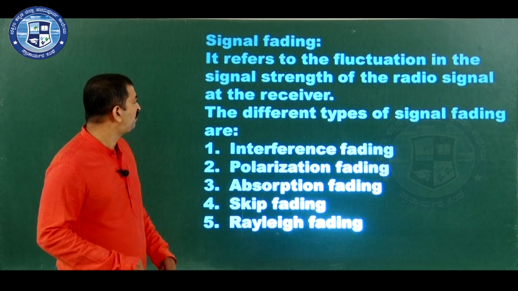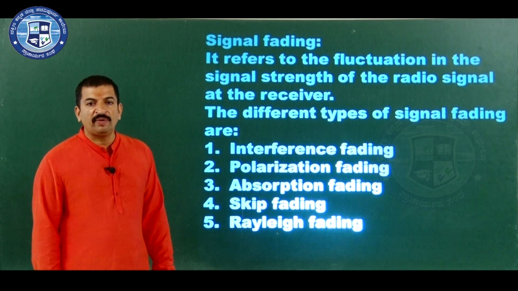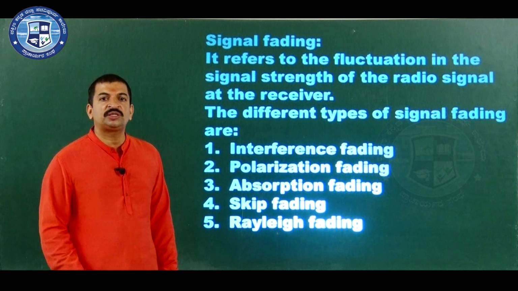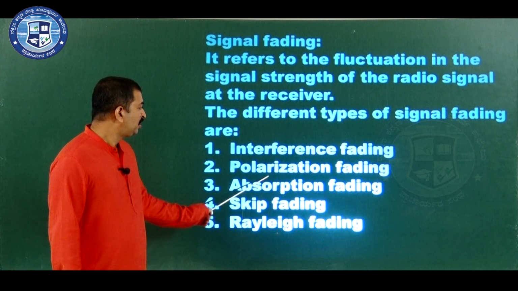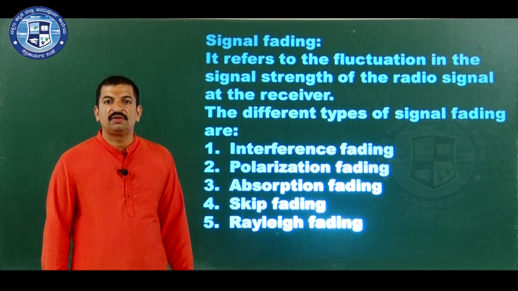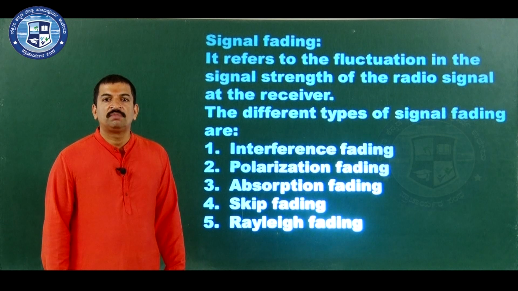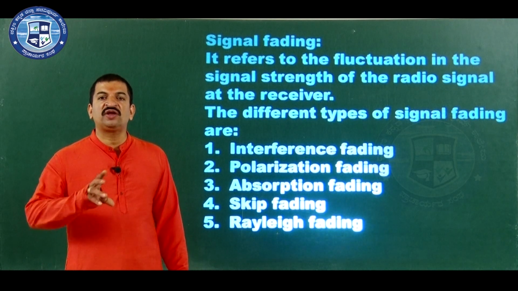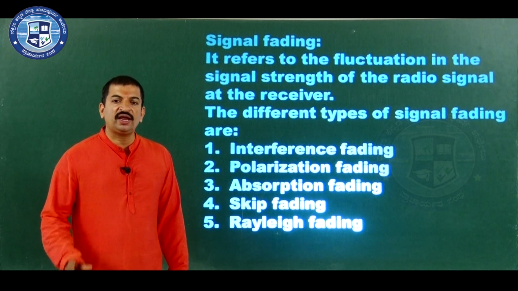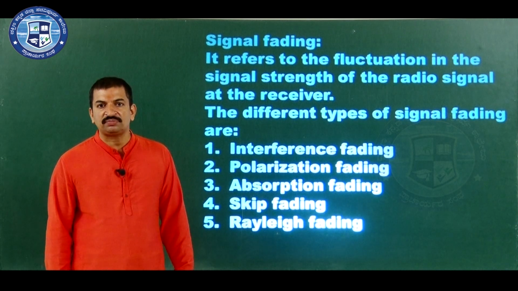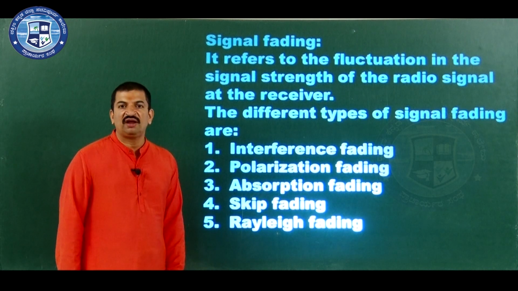The different types of signal fading are, one is the interference fading. Whenever the sky waves arriving at different layers of the ionosphere undergo interference, there exists what is known as interference fading. There is one more type of fading known as polarization fading. Whenever the sky wave enters the earth atmosphere, it undergoes polarization. The electromagnetic wave splits into two rays called ordinary ray and extraordinary ray. These ordinary and extraordinary rays are perpendicular to each other. When these rays arrive at the receiver simultaneously, it undergoes polarization fading.